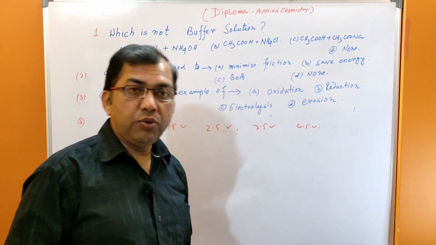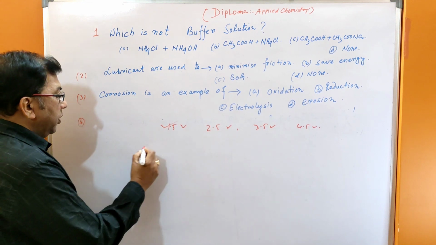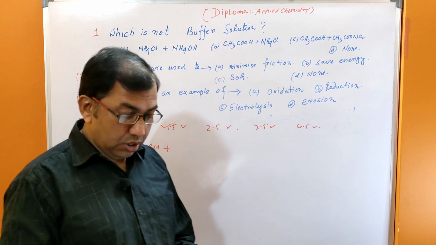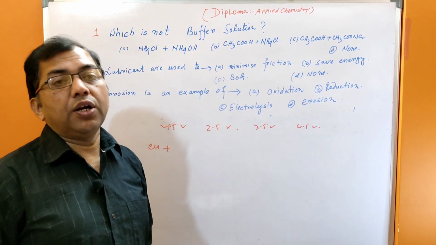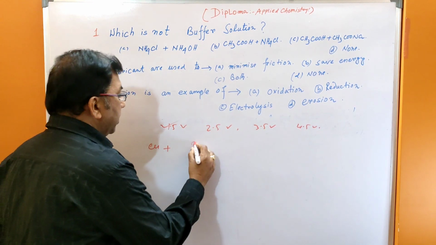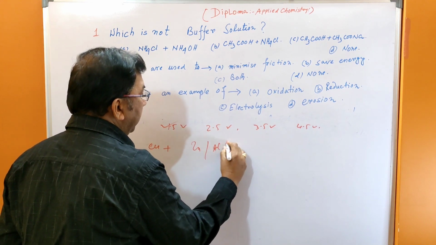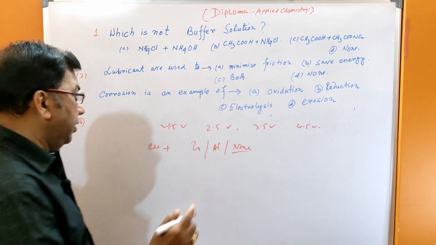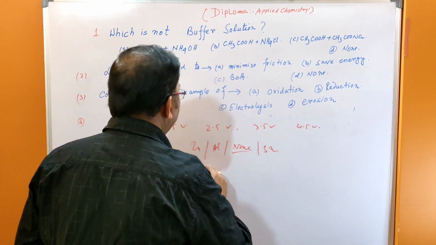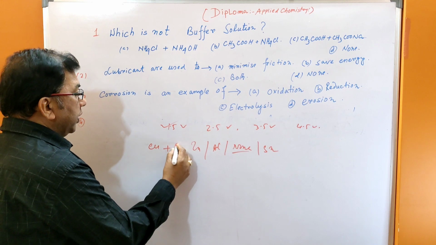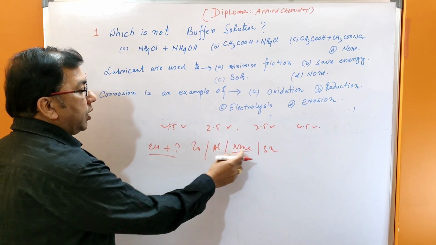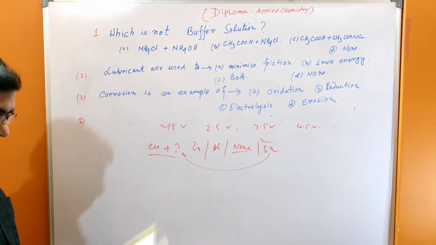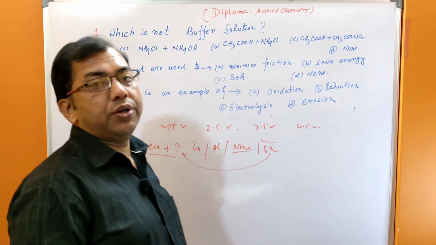Next, bronze is an alloy of what? Copper and what? Copper plus something. The options given are zinc, Sn, aluminum, none of these. Which will be the option? Copper plus what? Copper plus tin. The answer is tin, Sn. Clear?